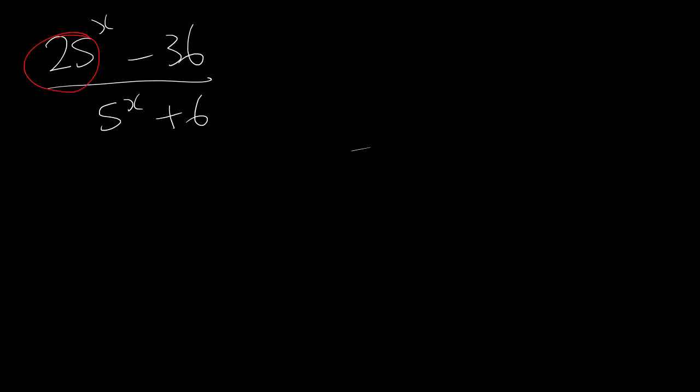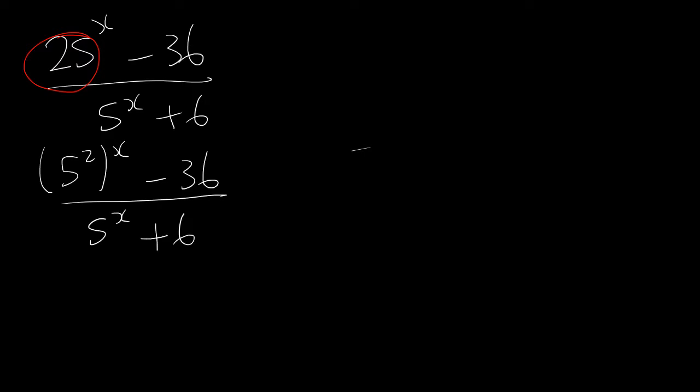So we have (25^x − 36) over (5^x + 6). Let's rewrite the 25 in terms of the 5. So we have (5²)^x − 36 over 5^x + 6. Let's multiply that through. That's (5^(2x) − 36) over (5^x + 6).